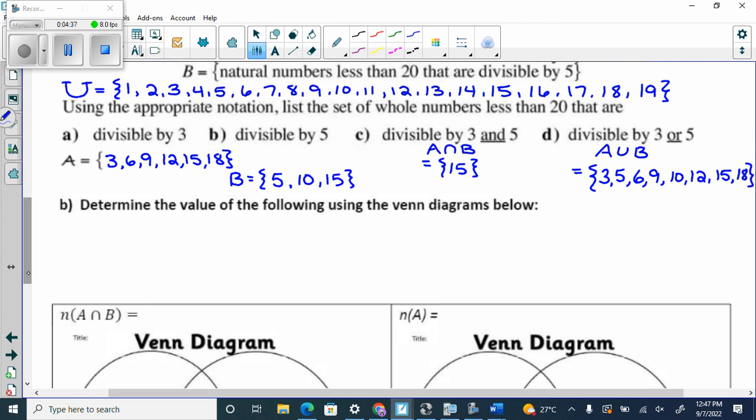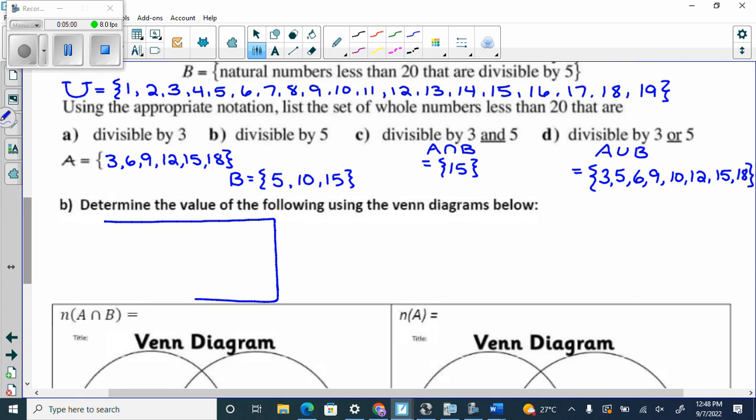Is there anything that's in A and B? Yes. What is in A and B? 15. We agree? So there's overlap, is there not? So we're not going to draw 2 separate circles. We're going to draw 2 circles with an overlap because there's actually overlap. They're not disjoint. Disjoint means 2 circles, no overlap. But we have some overlap, so we're going to draw it with 2 circles overlap.